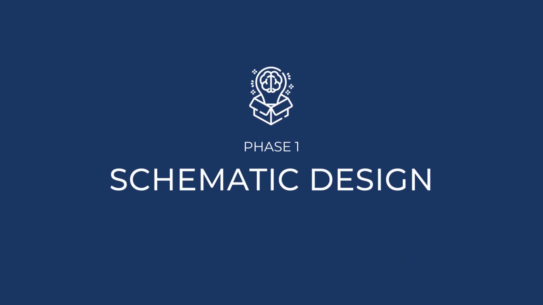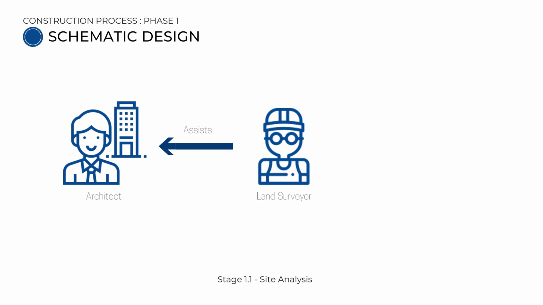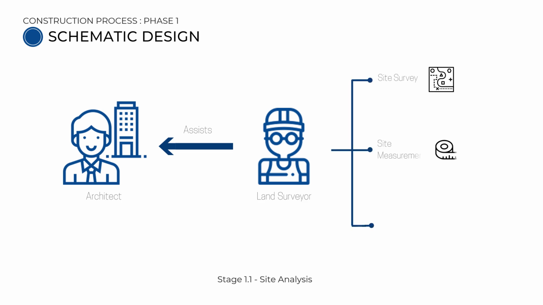We now enter phase 1, schematic design. In stage 1.1, site analysis is carried out first, where the land surveyor assists the architect in site surveying, site measurement, and documentation of site conditions.